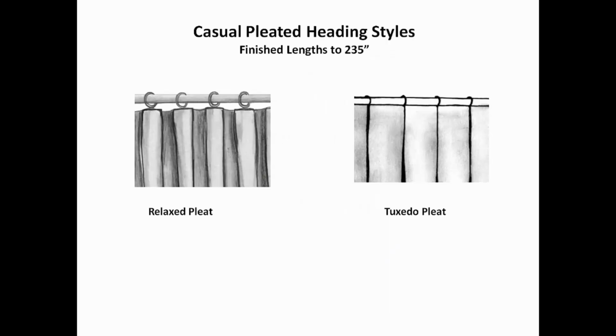So we talked about some of the pleated drapery headings and the fact that they have buckram in them, and some of the uniqueness of that. But we also have what we call casual pleated heading styles. And for the most part, they don't have buckram. People kind of migrate to some of these things nowadays because they don't want that old traditional look. I shouldn't say a lot of them do, but some of them go to this type of look because they want something a little bit different, a little bit more casual looking. But here again, you can even get lengths up to 235 inches on these. Some of those are the relaxed pleat, the tuxedo pleat, and I think we even have some more.